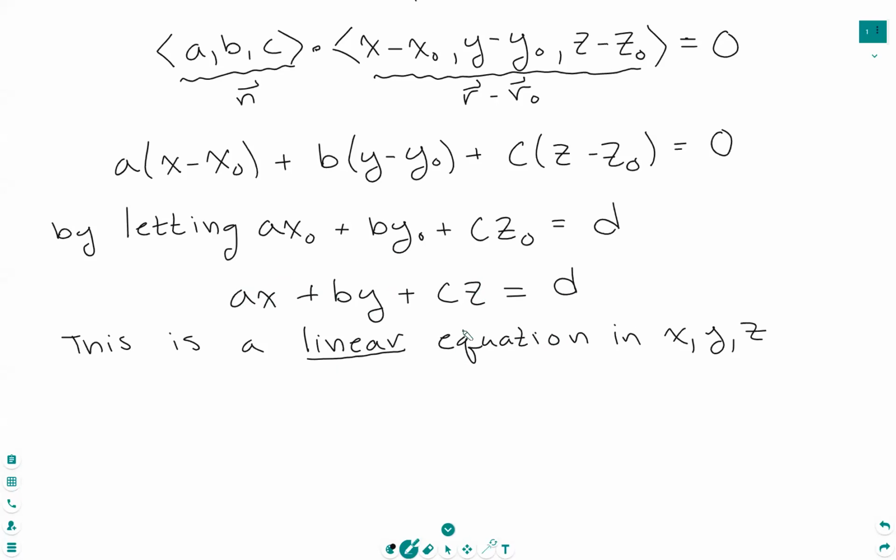And that kind of makes sense if you think about it. A line in R2 was a linear equation. Well, in R3, a linear equation represents a plane.